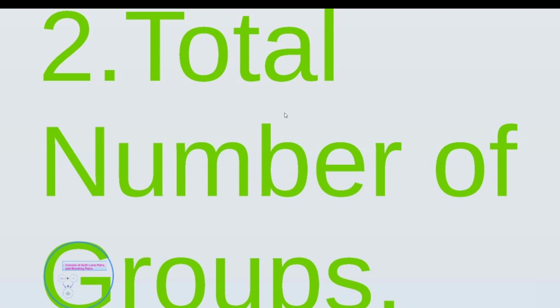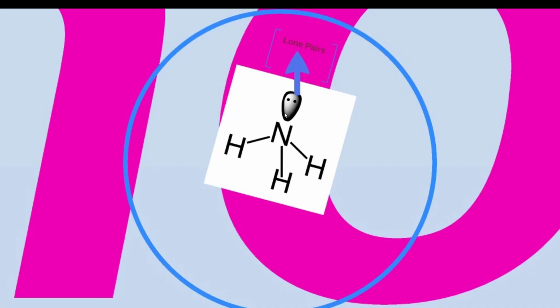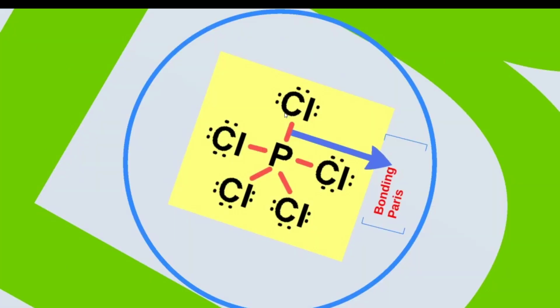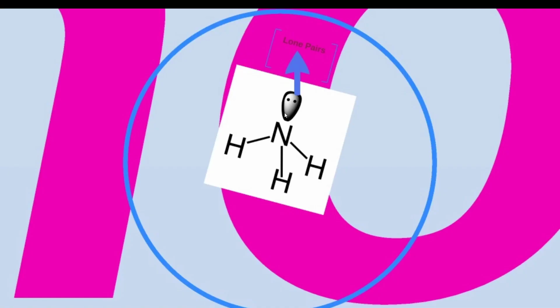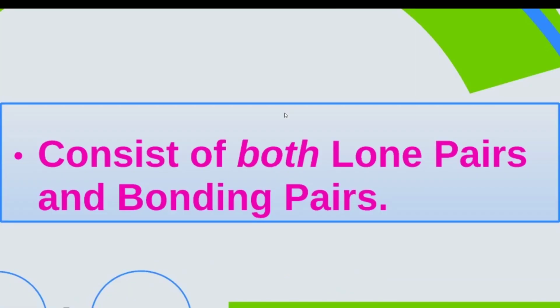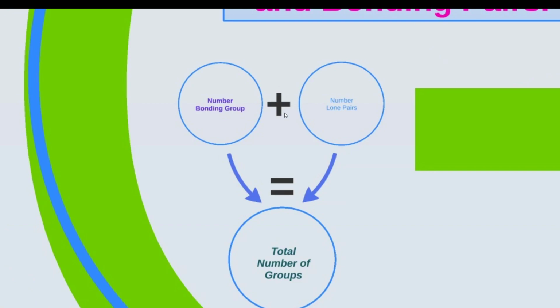The next thing that we're going to need to be concerned with is the total number of groups. And this is going to be both our lone pairs and our bonding pairs. And both of these are going to play into the shape of the molecule here. Okay? And the total number of groups is the number of bonding groups plus the lone pair groups. Okay?